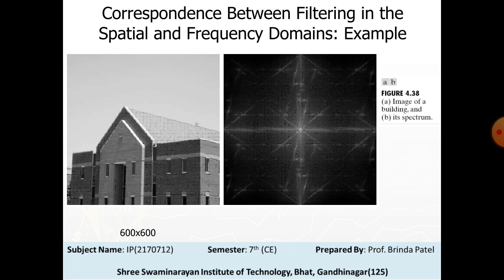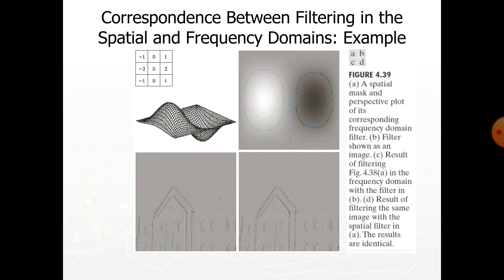Here, in this figure, A is the image of the building and the second one is the image of its spectrum. Figure A shows a 600 by 600 pixel image f(x,y) that we wish to filter, and figure B shows its spectrum. Now this figure shows a Sobel mask h(x,y). The perspective plot is explained here.